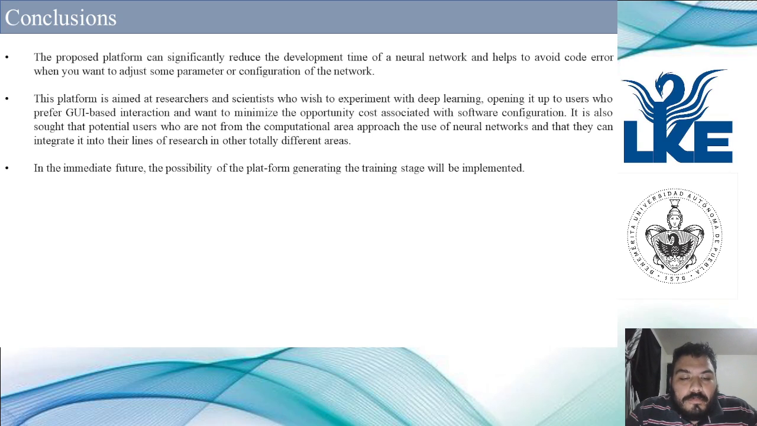In this paper, we describe the proposed platform, and in the immediate future the training and all fully connected layers will be implemented.